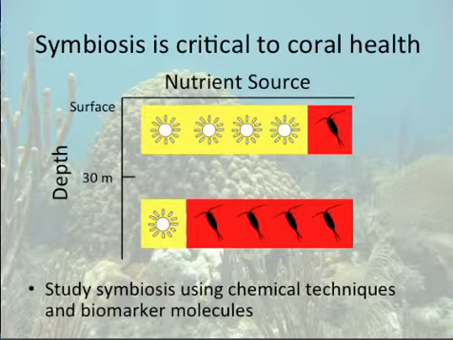If you've ever heard of coral bleaching, this is when corals lose their symbionts. When corals lose their symbionts, they no longer have the ability to get nutrients from them. And if they don't get new symbionts, they will not have enough energy and they will die.